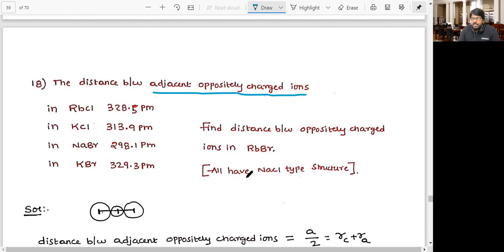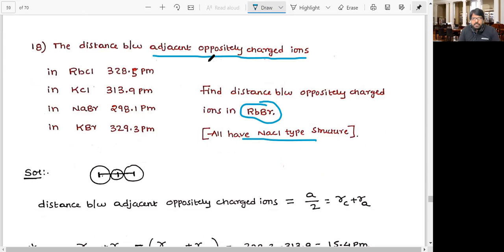Data is given and all are having which structure? NaCl. And he's asking the distance between oppositely charged ions in rubidium bromide. Simple solving equation procedure. Very simple. NaCl structure, right? So adjacent oppositely charged ions means these two you have to take.